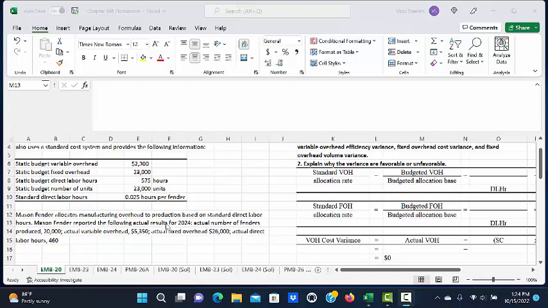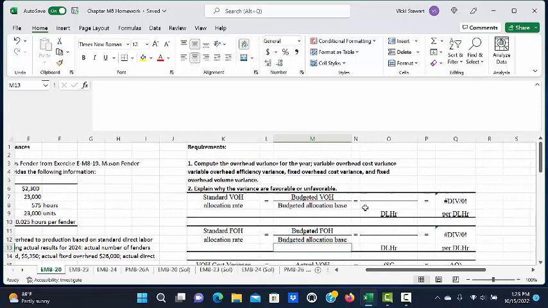Mason also reported the actual results for 2024, and we are given the actual number of fenders produced, 20,000, actual variable overhead of 5,350, actual fixed overhead of 26,000, and actual direct labor hours of 460. And in the requirements for the problem, it asks us to compute the overhead variance for the year. So variable overhead cost variance, variable overhead efficiency variance, fixed overhead cost variance, and fixed overhead volume variance. And then explain why the variances are favorable or unfavorable.